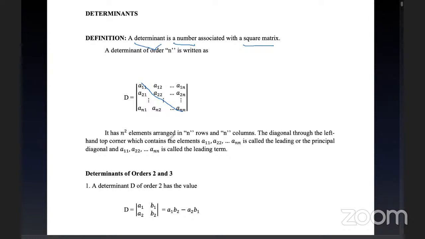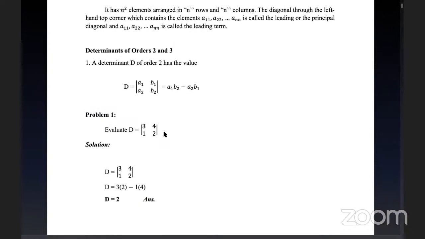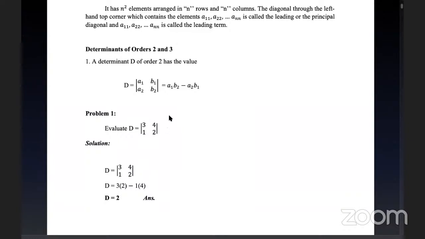Now, let's go to finding the determinants of order 2 and 3. Move ko lang to. Okay, so first, yan, a determinant D of order 2. Suppose nabing order 2, there are 2 rows and 2 columns since we'll be dealing with a square matrix.